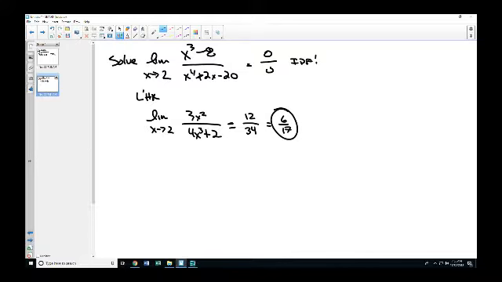Okay, let's see. Let's try one with a trig function. Of course. How about that? Let's go for it.